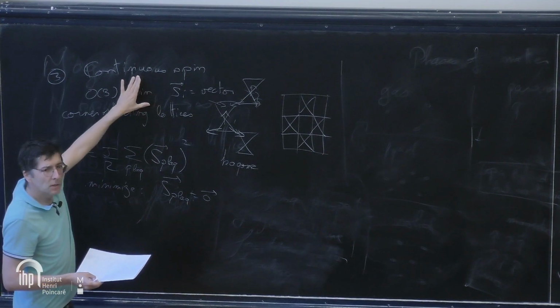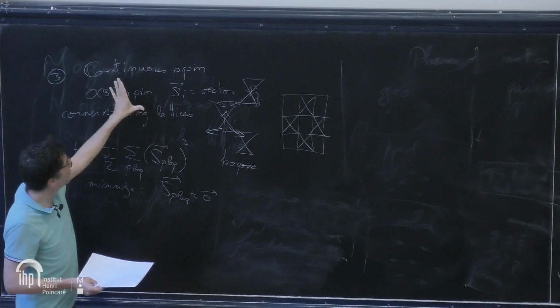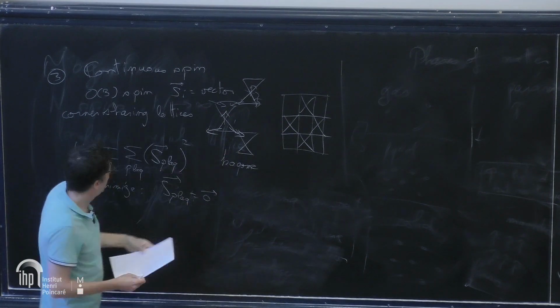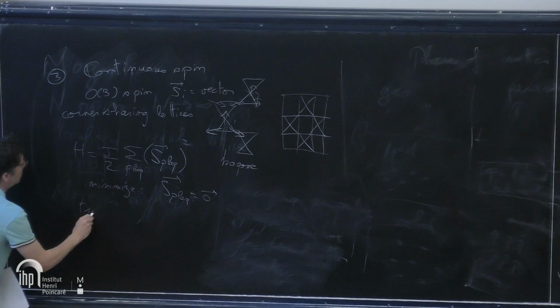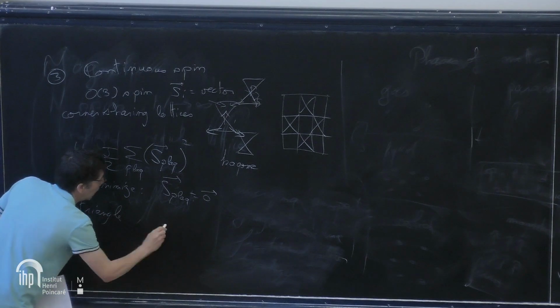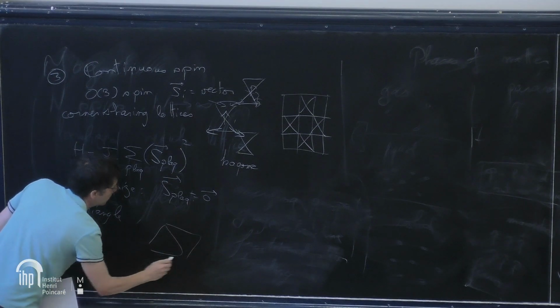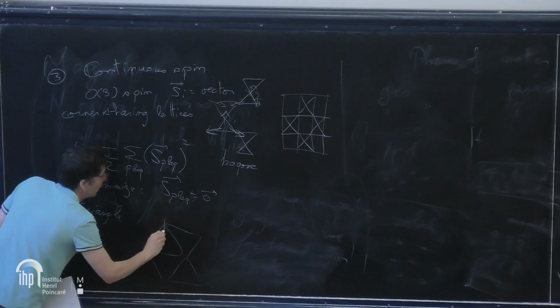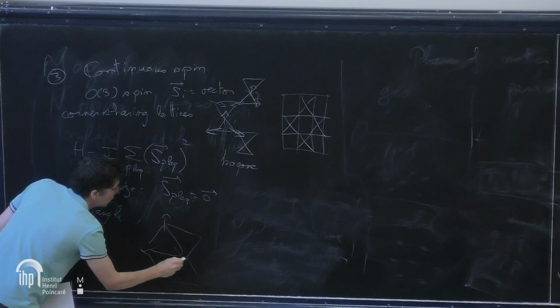Why it's a bit more subtle than Ising? Because it's not just counting, because of course you have continuous spins. So even if I have a unique solution, let's say on the triangular lattice, suppose I take this one.